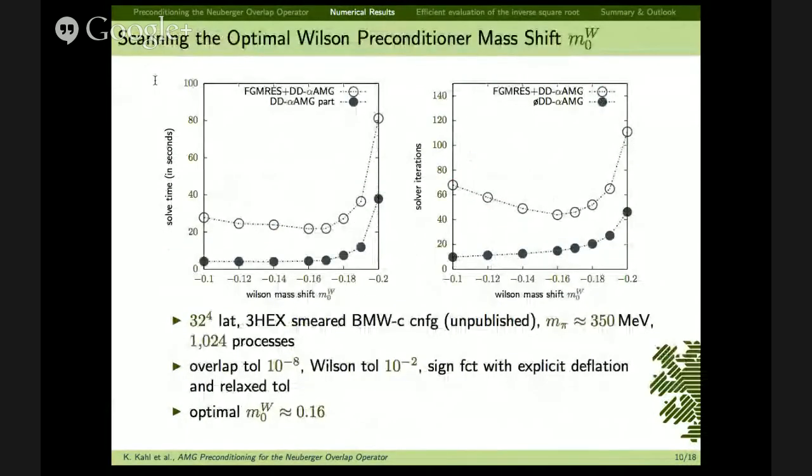So this is an example where, because this is actually a configuration out of a simulation, a 32 to the 4 lattice, which is 3 times HEX smeared. So the Wilson Dirac operator is 3 times HEX smeared. Yes. This is an overlap simulation, as far as I know. Yes. Yes, please.